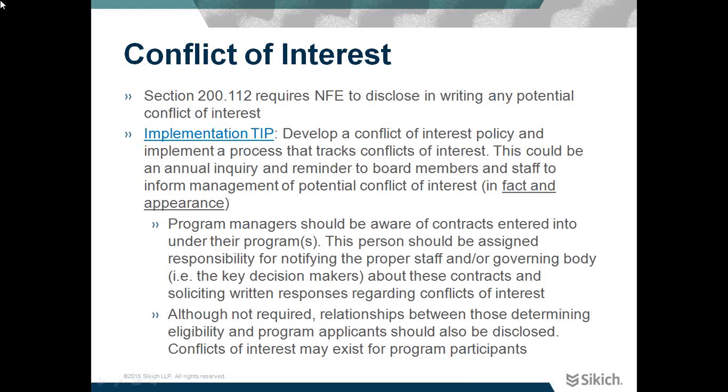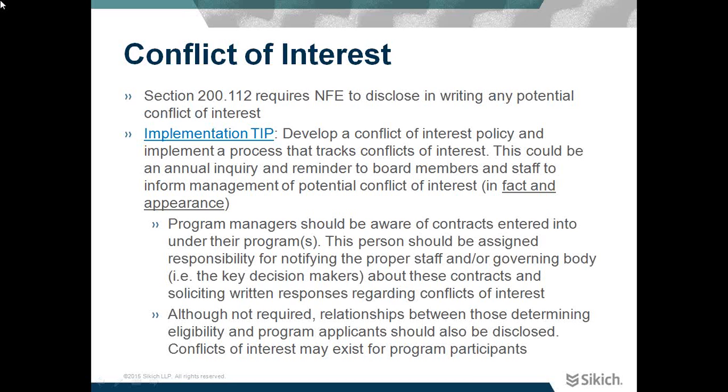Oftentimes the facts say that maybe there is not a conflict there, but in appearance it may very well be a potential conflict that needs to be disclosed. So the key point is making sure you understand that even in the appearance, if there's a conflict, those items have to be disclosed. Program managers need to be aware of the contracts they enter into under the program.